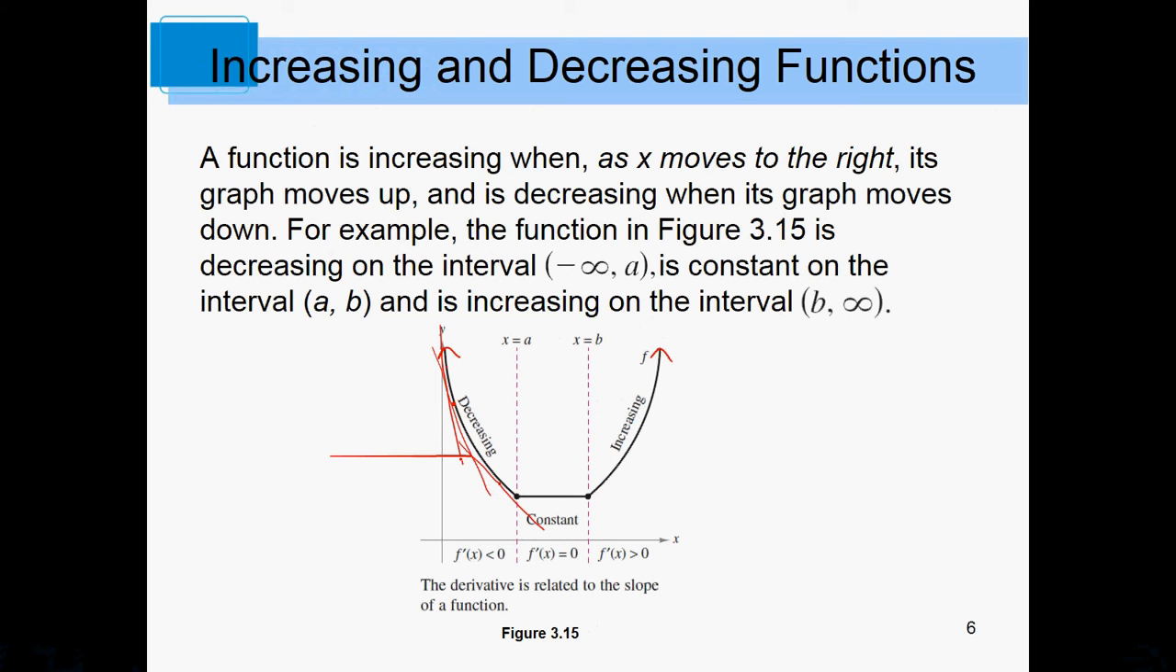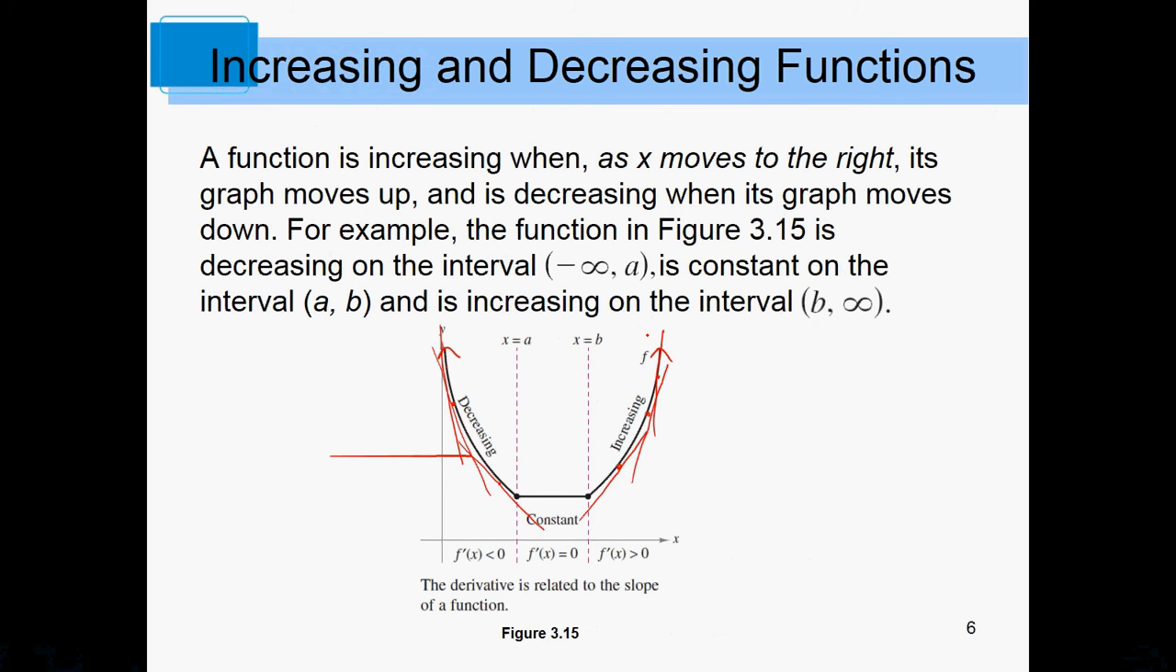And if the tangent line is going down, that means that its slope is what? It's negative, okay? And if its slope is negative, that means that the first derivative has to be a negative number, because the first derivative is just the slope. So this is what we're going to see. Decreasing functions always have a negative slope. Increasing functions, the derivative is always positive because they have positive slopes for those tangent lines.